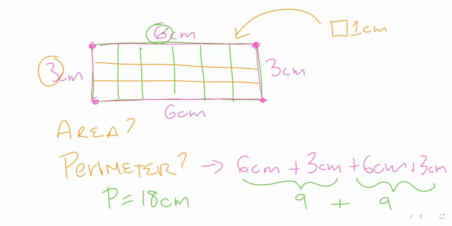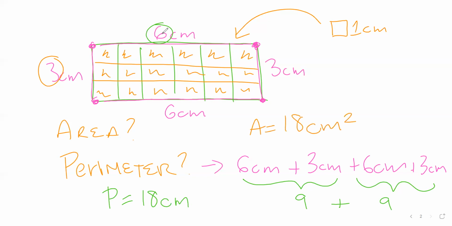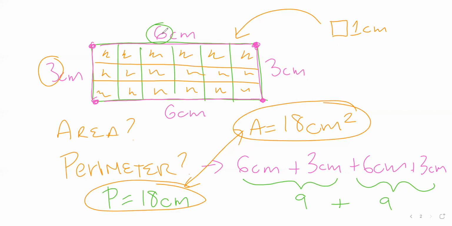So again, I know that if this is a row of 6, I could skip count by 6s. So that's 6, 12, 18. And this is pretty cool because area is equal to 18 centimeters squared. Remember that, right? That's just that thing we're memorizing right now. We talked a little bit in the last video about why we do that.